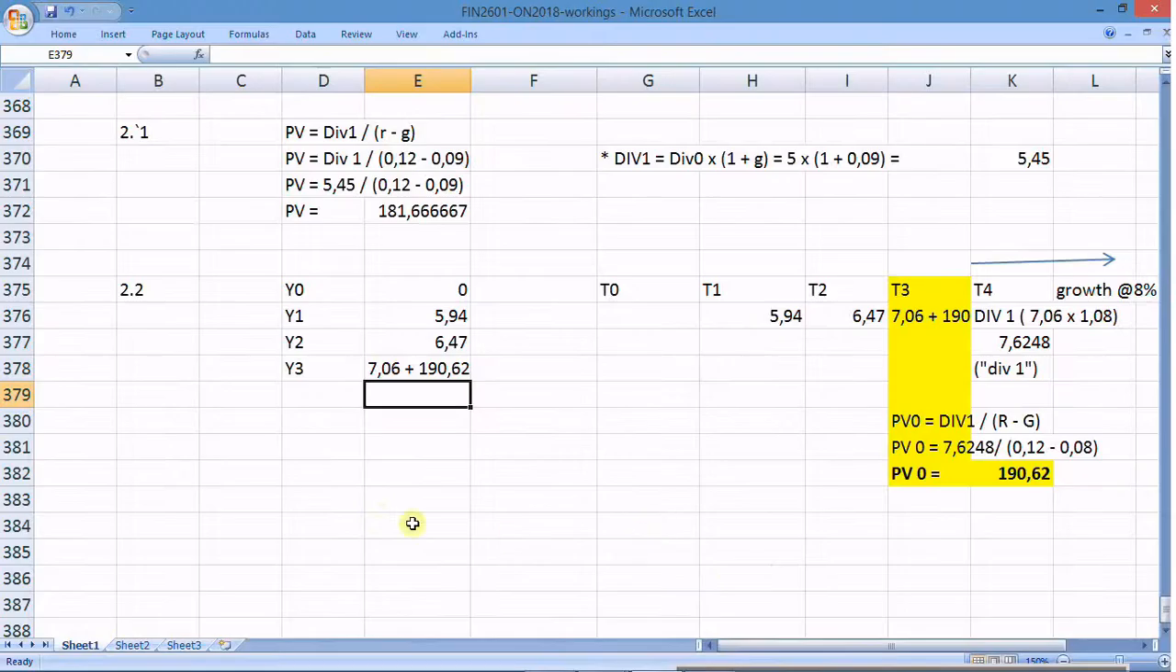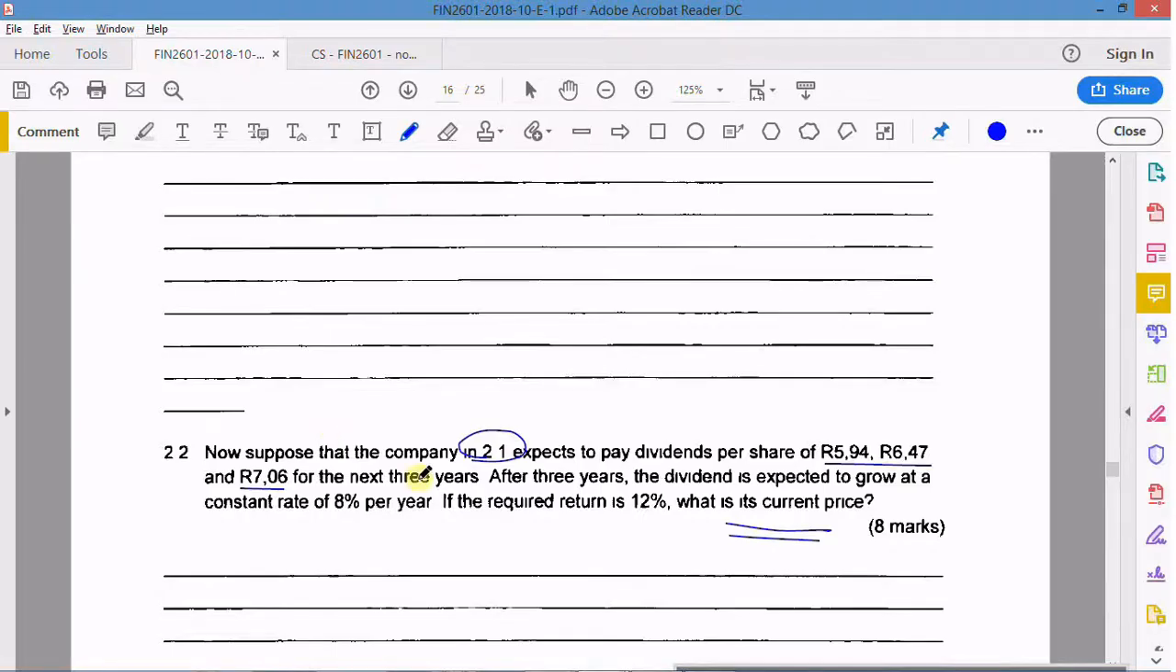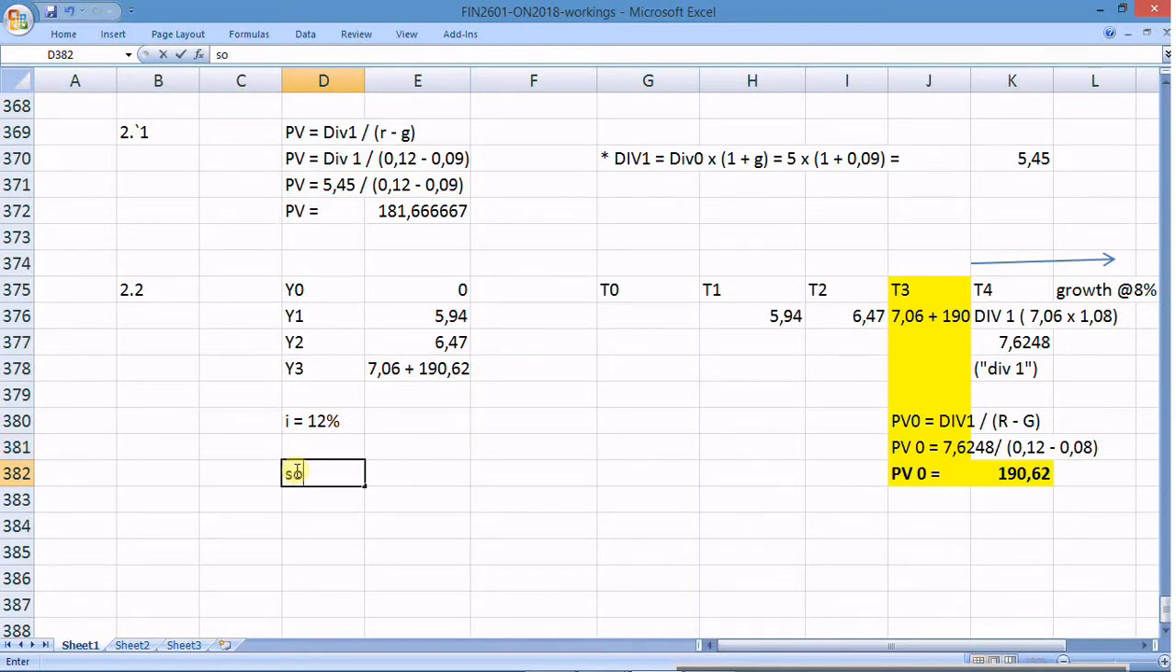What is the current price? And then I can use my calculator. Can you do this on your calculator, cash flow? Because I can't do this on Excel. The rate here is 12%. Okay. And then the cash flows. So it's going to be 0, 5.94, 6.47, 7.06 plus 190.62. Let me just check it. It's fine, finish it.